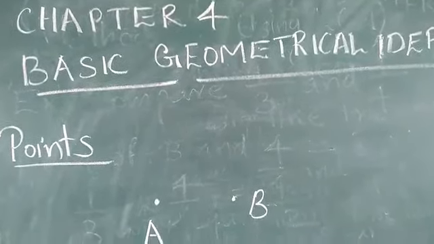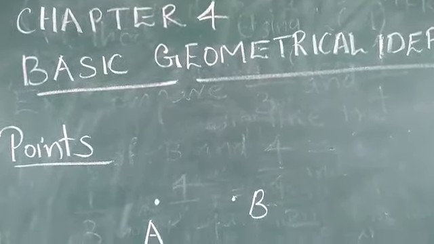Here I mark 2 points. This is by sticking a chalk piece on the board. So, this is a point. This we read as point A. That means the name of this point is A. Here I use point B, the letter B used to represent the point. So, this is a simple concept. You can understand very easily. First basic idea is point.